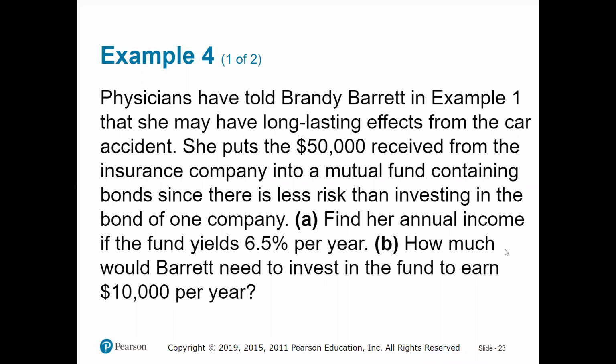Physicians have told Brandy Barrett in example 1 that she may have long-lasting effects from the car accident. She puts the $50,000 received from the insurance company into a mutual fund containing bonds, since there is less risk than investing in the bond of one company. Find her annual income if the fund yields 6.5% per year. How much would Barrett need to invest in the fund to earn $10,000 per year?